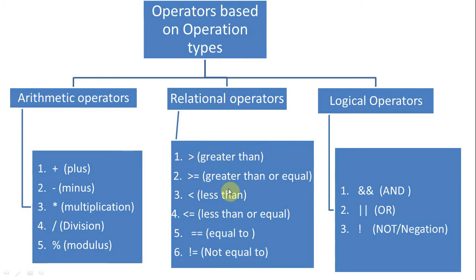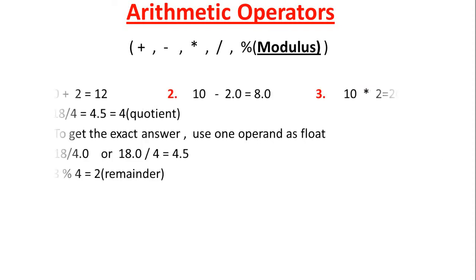In relational operators, we compare the values, and the symbols are greater than or equal to, less than or equal to, double equal to, not equal to. We will also see examples of these relational operators. Similarly, logical operators are used to combine two or more conditions or to negate a condition. Let me explain. First, we are going to learn about arithmetic operators.